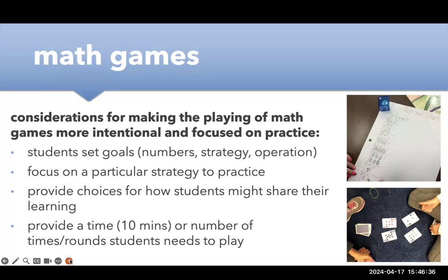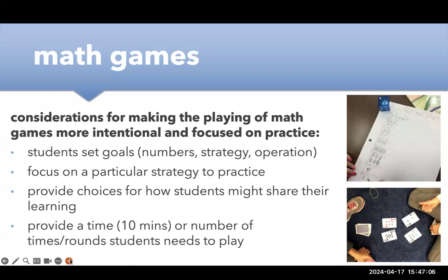You're going to ask the students to maybe set goals, the numbers that they're working with. Maybe they're going to work with 12-sided dice or 20-sided dice, or some students are going to work with 6-sided dice. Maybe you're going to focus on a particular strategy like skip counting or combining numbers or counting on. Or they're going to focus on an operation. In this case, if they were playing circles and stars, they're focusing on multiplication, but have them set a goal for their gameplay.